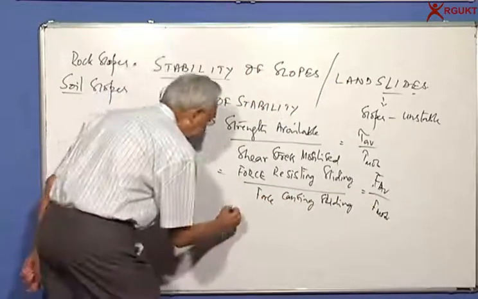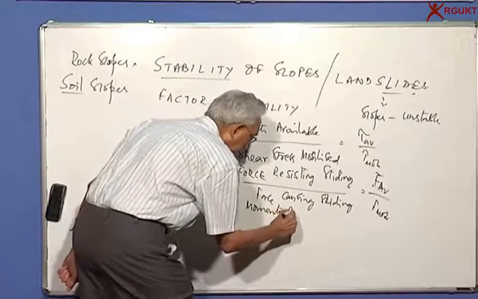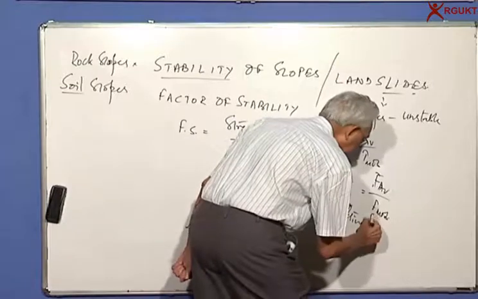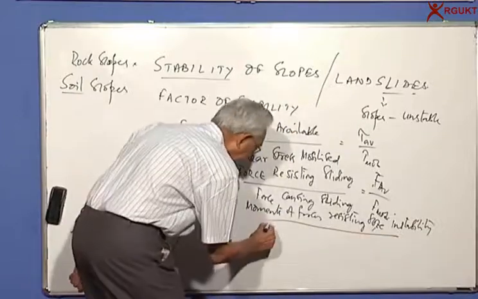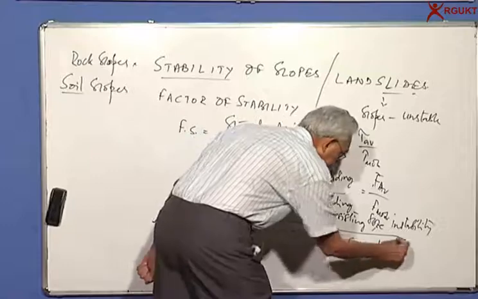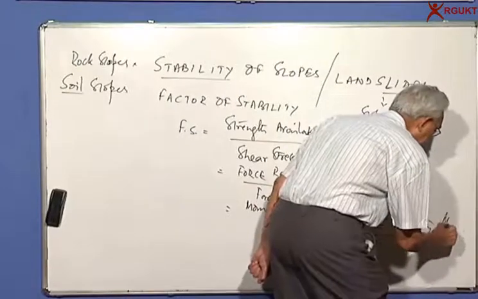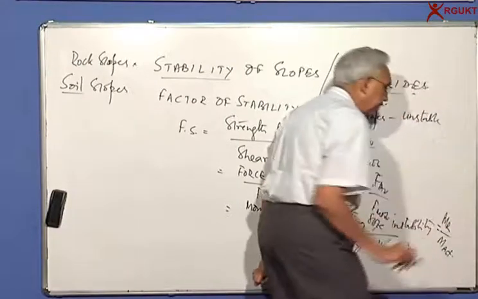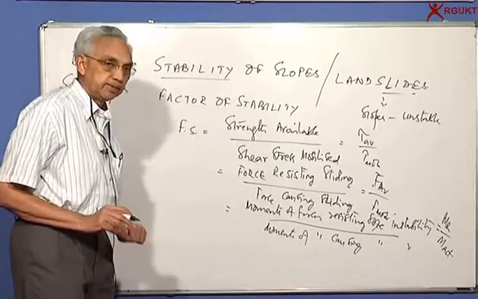The next one would be in terms of moments of forces resisting, say, slope instability divided by moments of forces causing slope instability. So I can say M_R is the moment resisting and moment activating is M activating. The ratio of these gives the factor of safety.